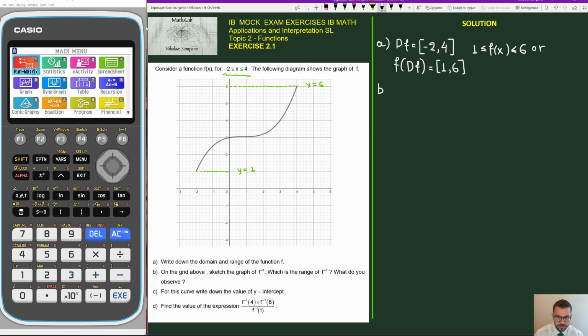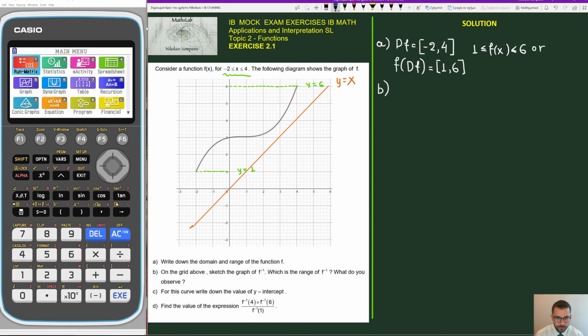For the second question here, on the grid above, sketch the graph of the inverse function of f. What is the range of the inverse function of f? What do you observe? So, in order to sketch the graph of the inverse function of f, first of all, we have to sketch the line with equation y equals x, as you see here.